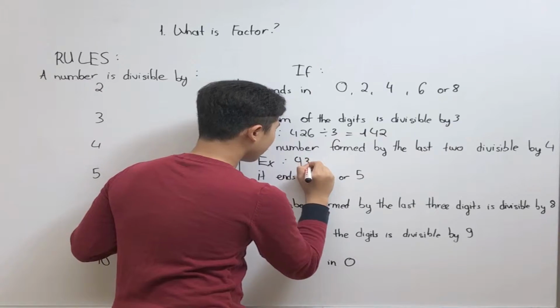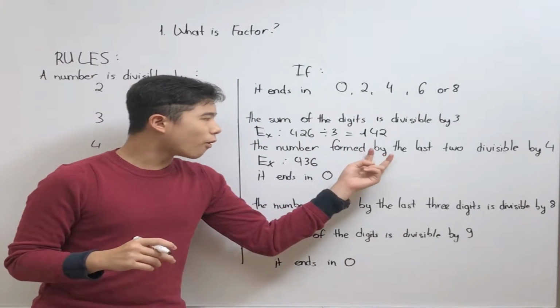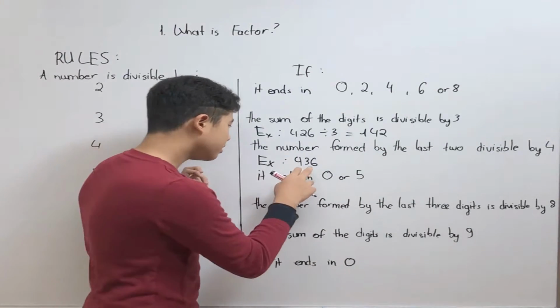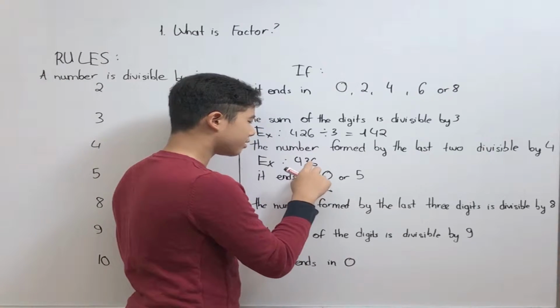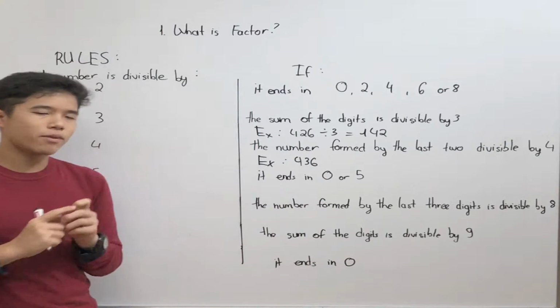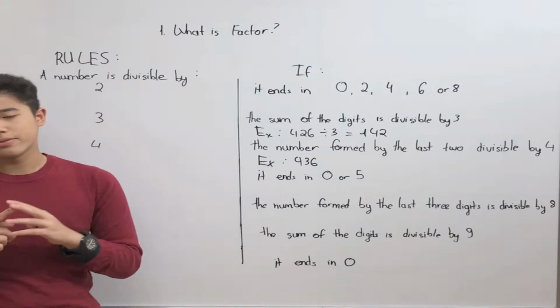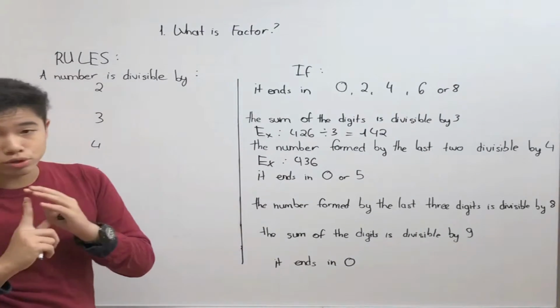In this number we have 436. The number formed by the last two digits. So in this number, the last two digits are 3 and 6. So it forms the number 36. Is 36 divisible by 4? Yes, 36 divided by 4 equals 9.